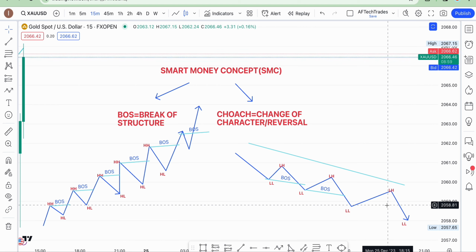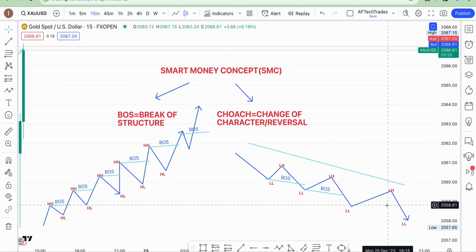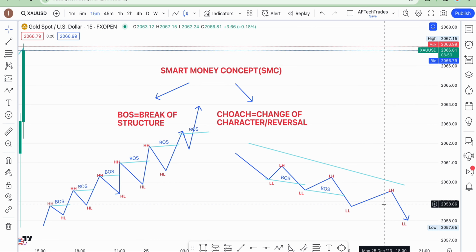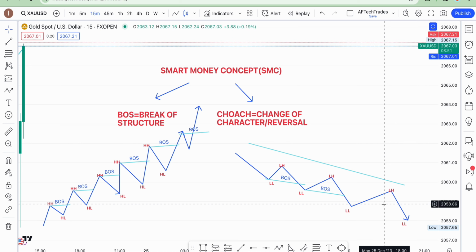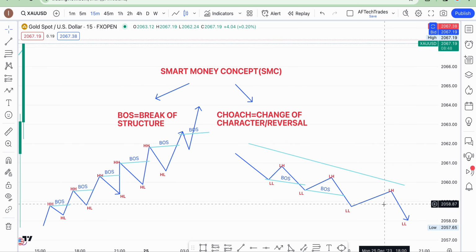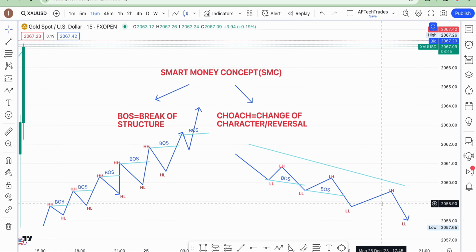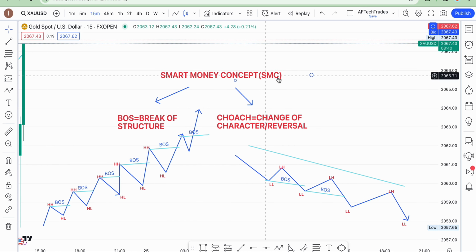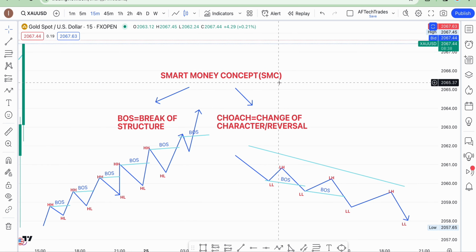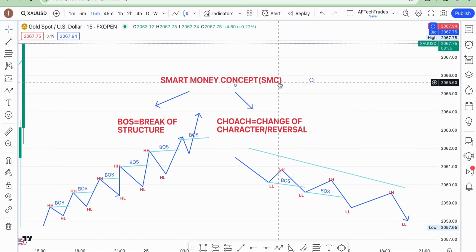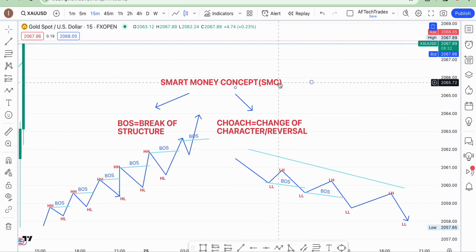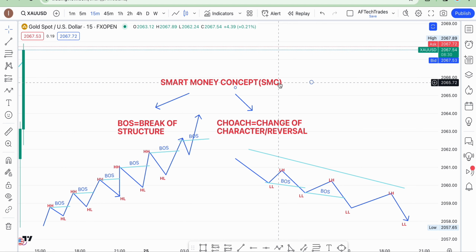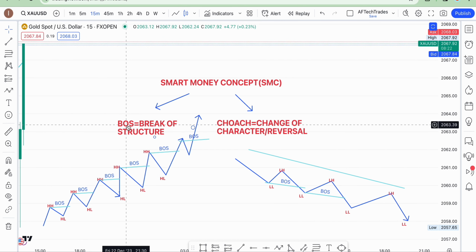So now this takes us to our change of character, the CHoCH or the reversal. Most of the time, this is where the big banks use their initiative to enter the market and change the direction of the market to where they want. So we as retailers, once we notice that there is a change of character, that is where we enter the market, actually using some confluences like our candlestick pattern and our demand and supply zone, or our support and resistance zone, right?